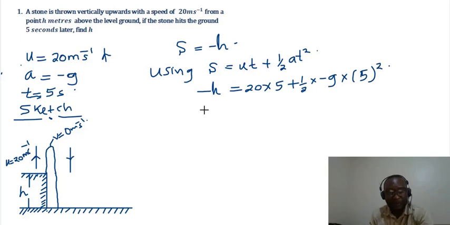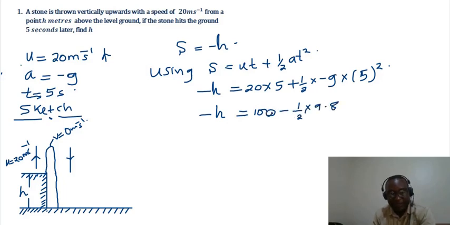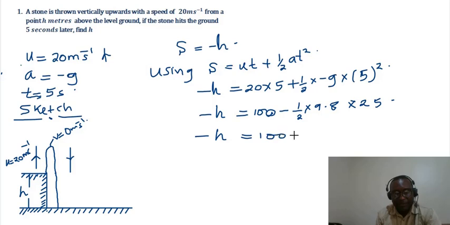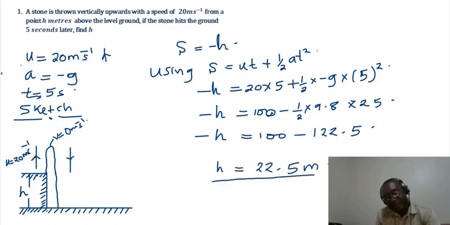The value of g is 9.8 in mechanics of mathematics. So negative h is equal to 100 minus half times 9.8 times 25. When we work on this, negative h is equal to 100 minus 122.5, so h is going to be equal to 22.5 meters. That is the value of h for this question.